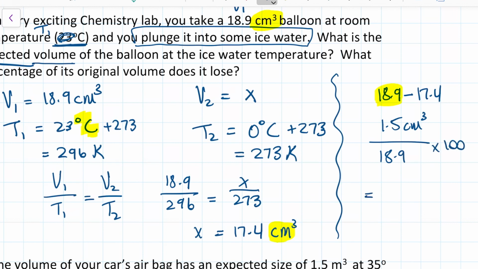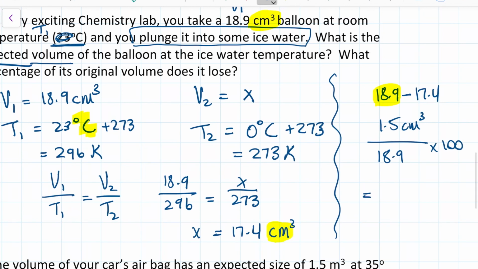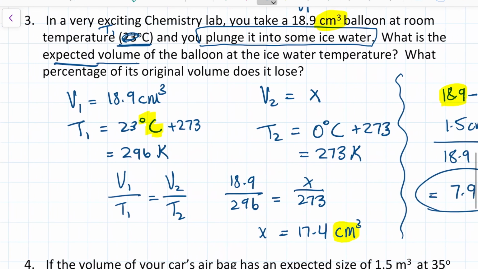I'm going to pause. You pause the video and work it out. And you should have gotten 7.9%. So it lost about 8% of its original volume. So that would be hard to see with the naked eye, especially in a round balloon, but maybe if you had an original one to compare it to.